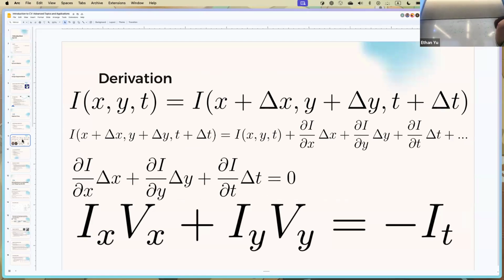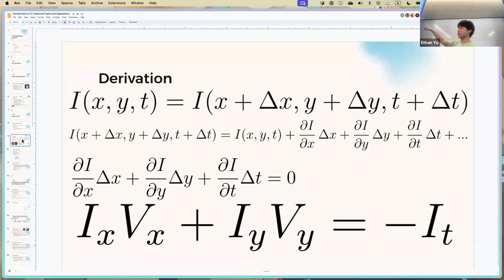The first line is called a brightness constraint. Actually, before I go into that, let me explain what the variables are. I is intensity. So I of x, y, t is basically the intensity at location x, y at time t. The idea is that you have this brightness constraint, where let's say something moves, right?